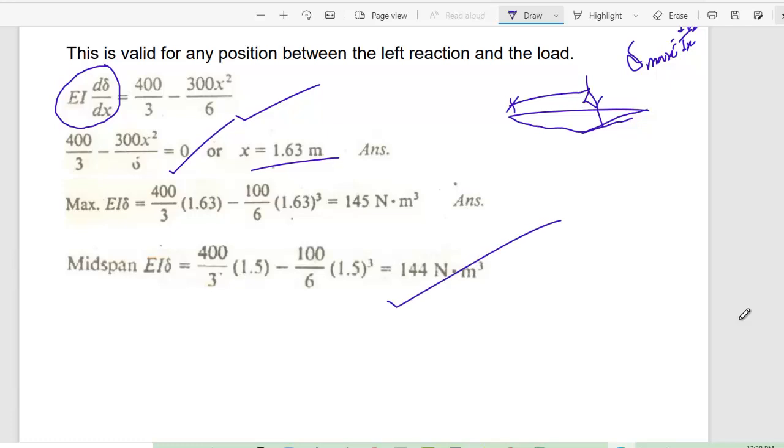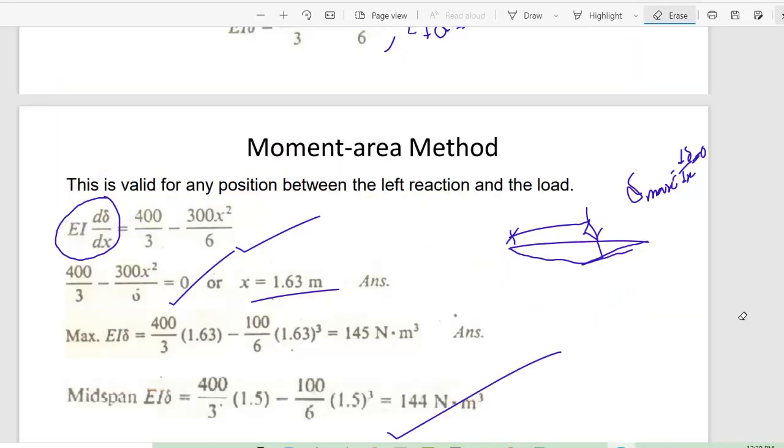So at this point the beam will have a maximum deflection of 144 divided by EI. That is the maximum deflection this beam can show. Now we can calculate the deflection in meters by putting in the value of EI. So please try to practice this.